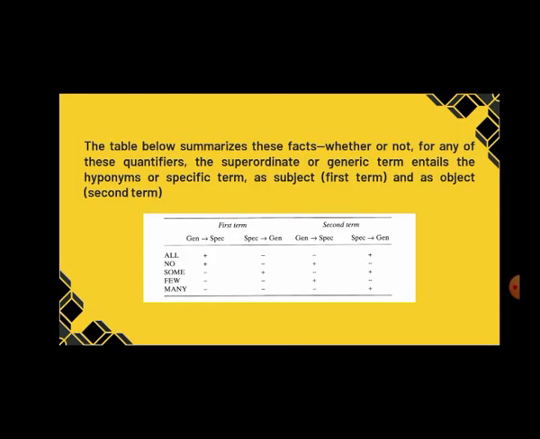The table below can help us to determine whether or not any of the quantifiers entail that the superordinate or generic term entails the hyponym or specific term, for the first term as subject and the second term as object.